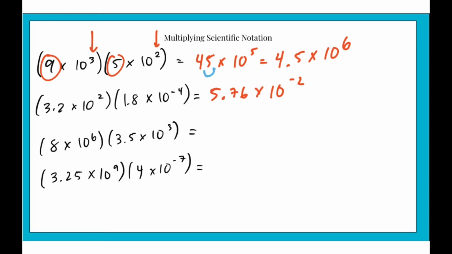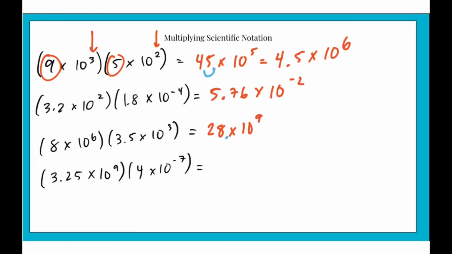The next problem, when I multiply 8 times 3.5, I get 28. I already know my decimal is at the end of the 8. I need to move it, but we're going to fix that in a second. This is going to be times 10 to the power of 9. Again, notice that I added the exponents, 6 and 3.